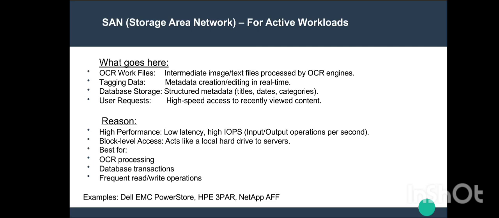First off, we have SAN, which is storage area network for active workloads. Because SAN has high performance, low latency and high input and output per second, we are using this for OCR files, optical character recognition files. The recognized text alone is saved in SAN without the actual photographs from the files, and tagging data, which is the metadata created during the editing of the files by the publisher. And in database storage, structured metadata, which tells us about the titles, dates, categories, etc., and user requests, so that the requests reach the server on time for the convenience of the users. So we use SAN.